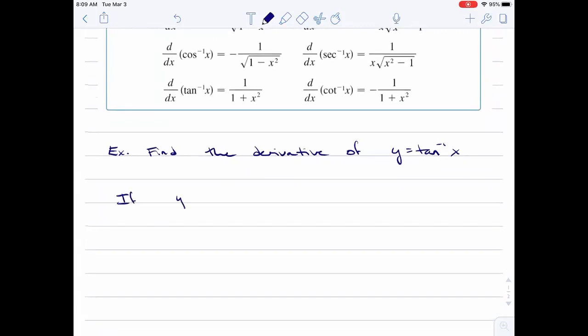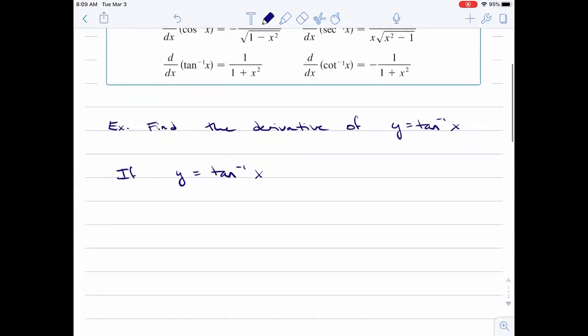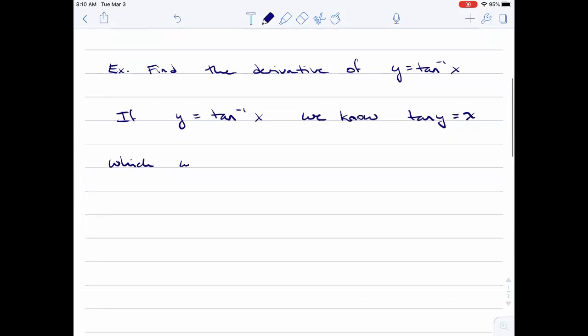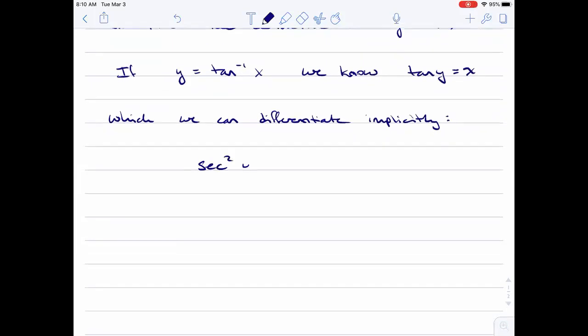we know that if y equals tan inverse of x, then we know that tan y equals x just by the properties of the inverse, right? Using that same method as we did before. So tan y equals x, which we can differentiate implicitly. Exact same method as we did before. So the derivative of tan is secant squared. So secant squared y, and then we decided we like the prime notation. I'll mix it up. We'll use some d dx when it looks better, but if you want to just use prime, that's fine. And then the derivative of x with respect to x is just 1.